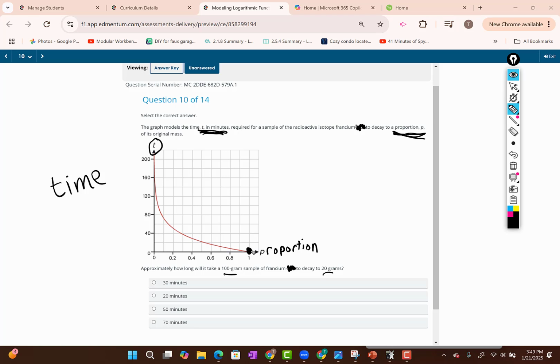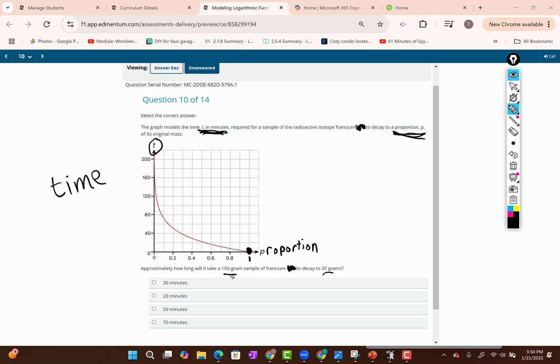Because if you think about this point here, this represents 1, we have 100% of this substance to begin with. And then it's in line with 0 on the time axis because time hasn't started yet. So in this problem we're moving from right to left. So the question, let's get to it.